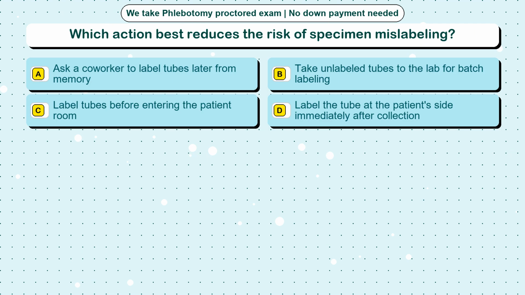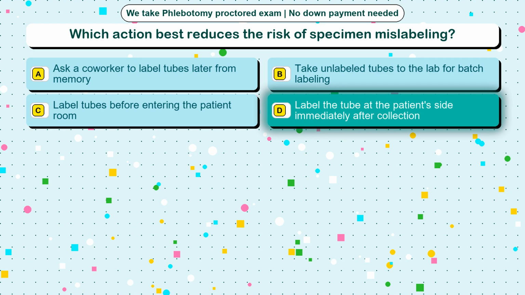Question 58. Which action best reduces the risk of specimen mislabeling? Option A. Ask a coworker to label tubes later from memory. Option B. Take unlabeled tubes to the lab for batch labeling. Option C. Label tubes before entering the patient room. Option D. Label the tube at the patient's side immediately after collection. The correct answer is option D.